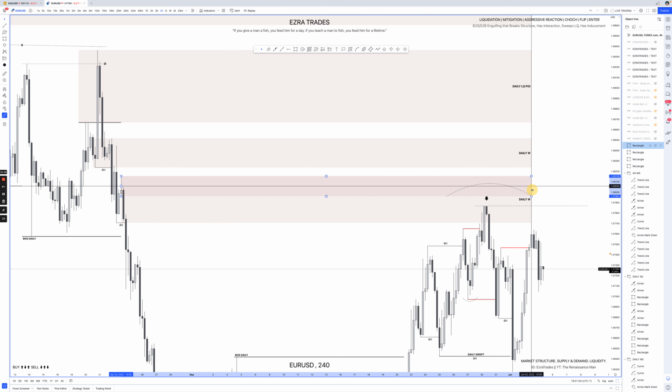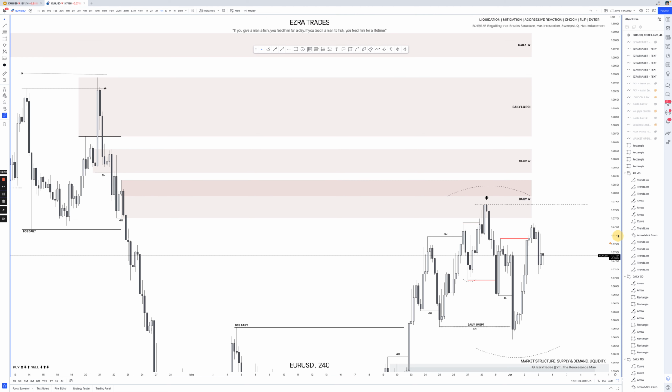Now, how would I treat this? Okay, if price comes into a daily point of interest, I need a 4-hour change of character. We got that. 4-hour change of character. We can take a trade off of this to go short, right? If price comes into the 4-hour refinement of that daily, I need a 15-minute change of character. So I will always prefer to take the more refined route, because I can get a more aggressive entry with a smaller stop loss and a better risk to reward.